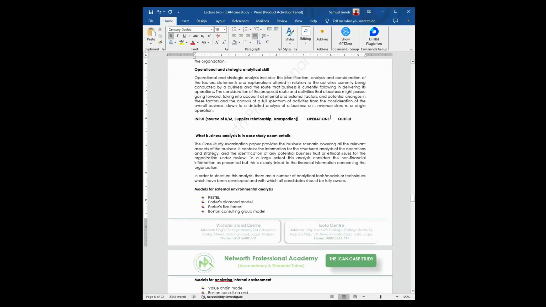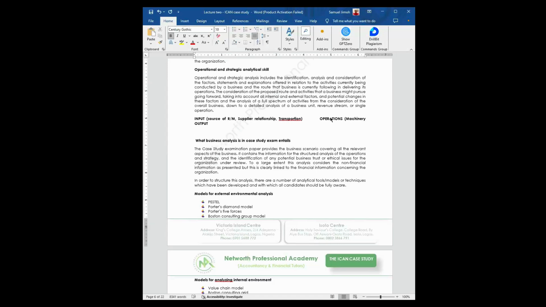We could also talk about the possible issues that will affect the operation. When we talk about the operation, we are looking at machinery or technology. Are they using recent technology or outdated technology? Is there any breakdown in machinery? Because if there is breakdown in machinery, it can also affect what? The operations of the business. The business will not be able to produce. Okay?